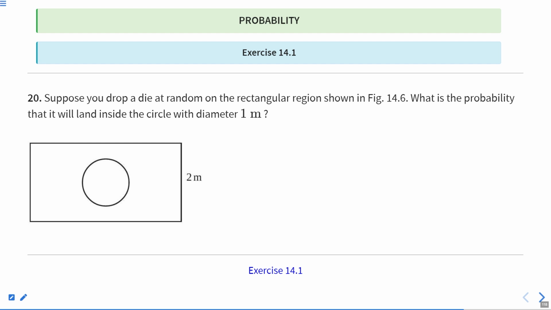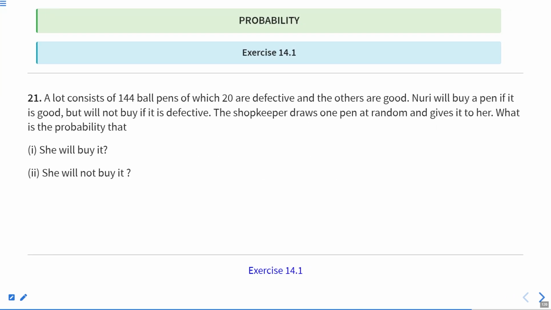Okay, so now let us move to next problem. In the next problem, a lot consists of 144 ball pens, of which 20 are defective and the others are good. Nuri will buy a pen if it is good, but will not buy if it is defective. The shopkeeper draws one pen at random and gives it to her. What is the probability that she will buy it? And what is the probability that she will not buy it?